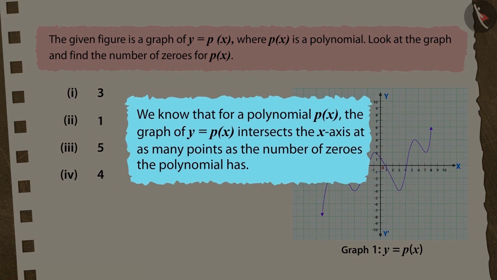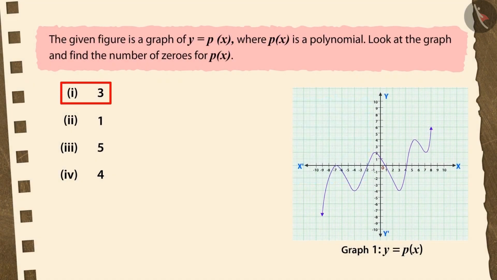We know that for a polynomial p(x), the graph of y = p(x) intersects the x-axis at as many points as the number of zeros the polynomial has. If you have chosen the first option, it is a good try. But this is the wrong answer. While counting the points of intersection on the x-axis, you forgot the coincident points. Recall that we have studied 3 cases of the zeros of a quadratic polynomial. In one of the cases, the graph intersects the x-axis at only one point, that is, at a coincident point.